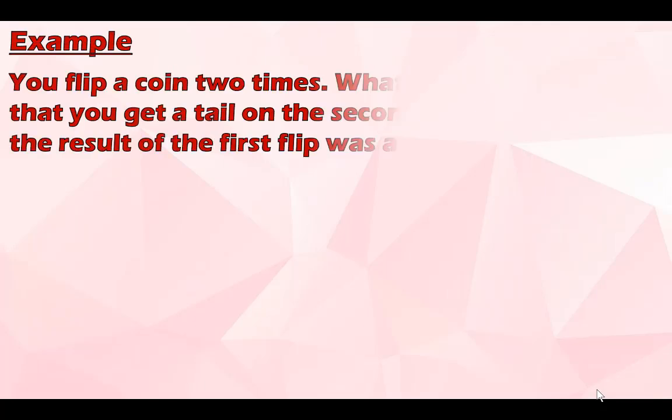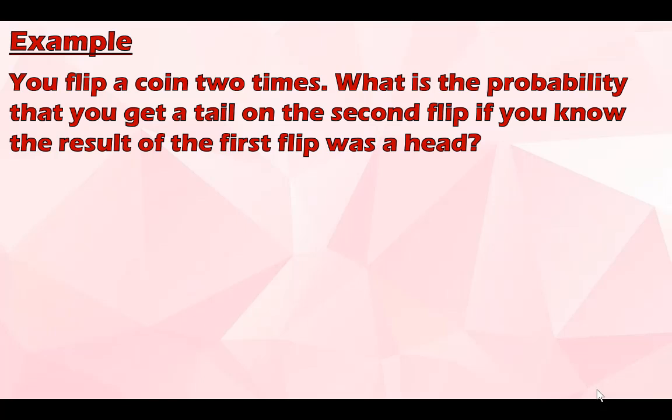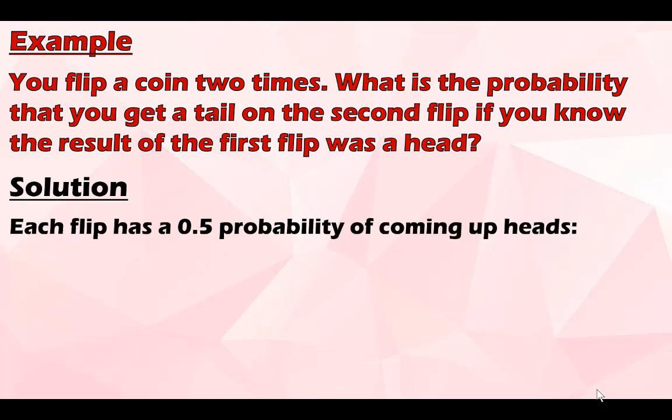So now, let's take a look at another example. You flip a coin 2 times. What is the probability that you get a tail on the second flip if you know the result of the first flip was a head? So when we look at this problem, we know that a coin flip has a 0.5 probability of coming up heads and a 0.5 probability of coming up tails.